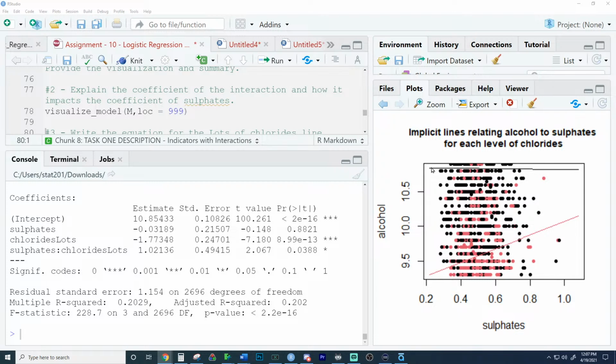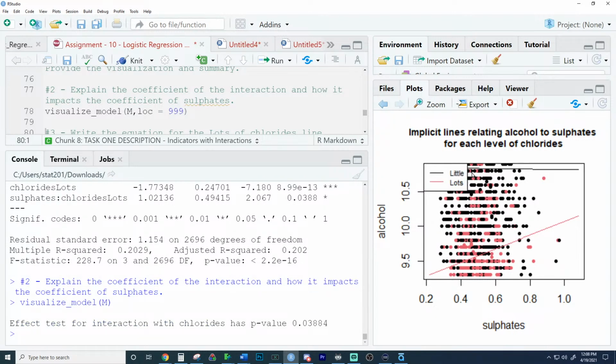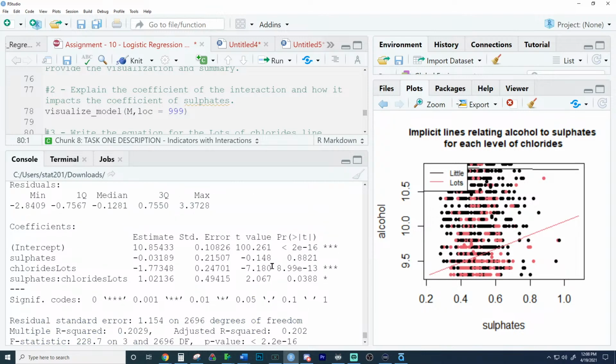Slightly negative. Okay, so this one is slightly, exactly. So you're on the right track, Cora. When sulfides are, this is the lots line. I have to bring back the output for us to see it. When sulfites is little, this is what we have right here. The coefficient is going to be slightly negative and basically zero.